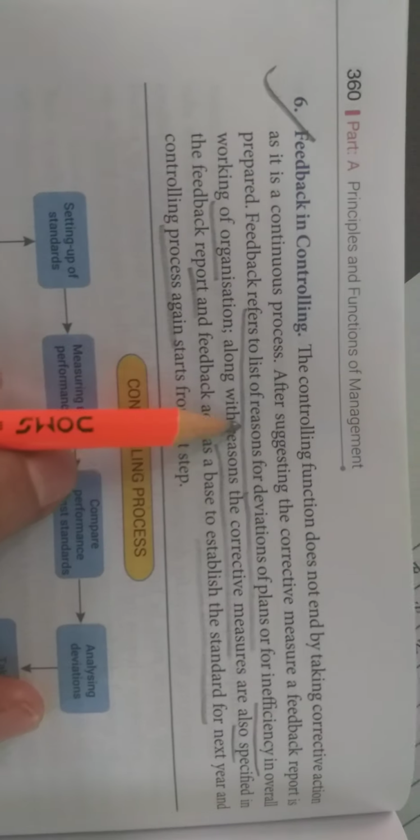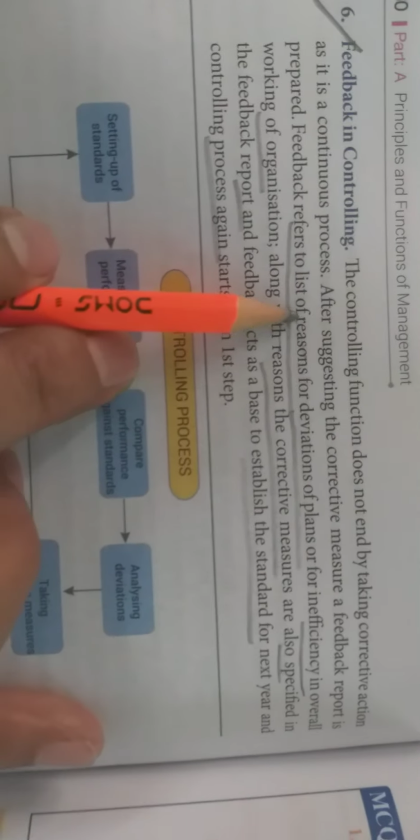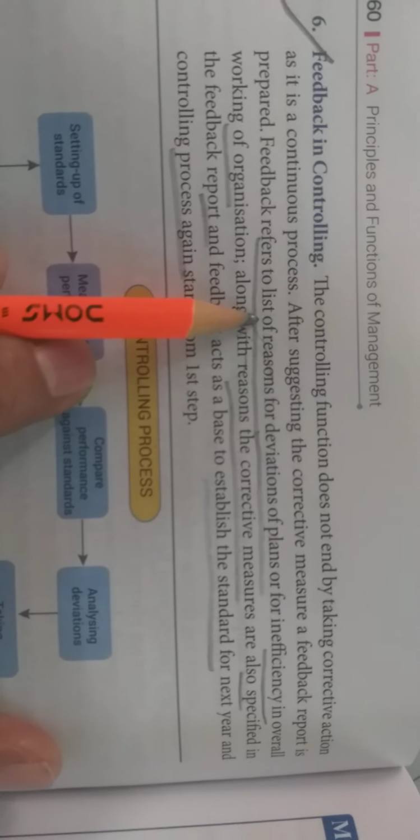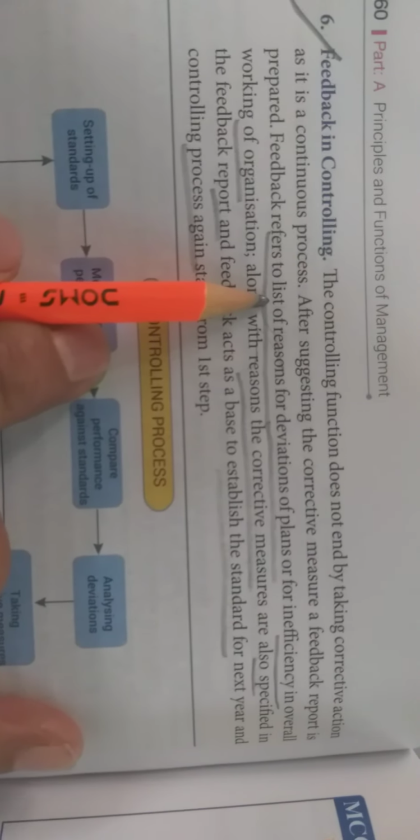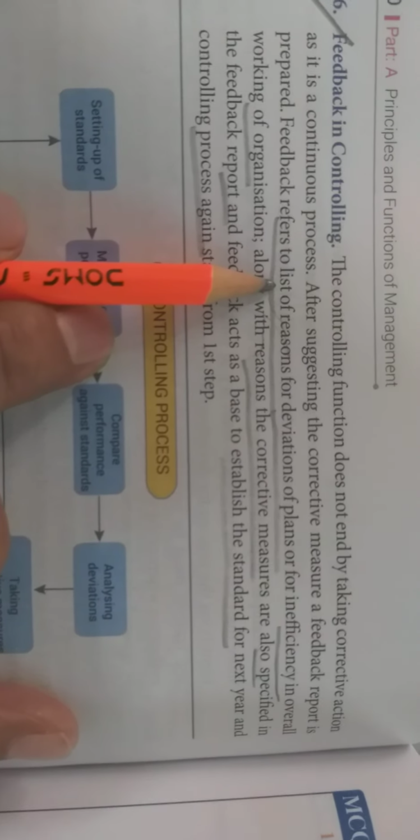And the last step in the controlling process is feedback in controlling. Feedback is essential. Once the entire process has been done, corrective measure has been done, then a feedback report is to be prepared by that particular department.